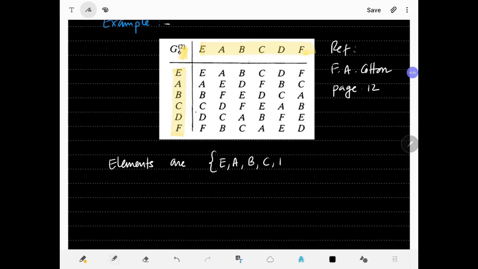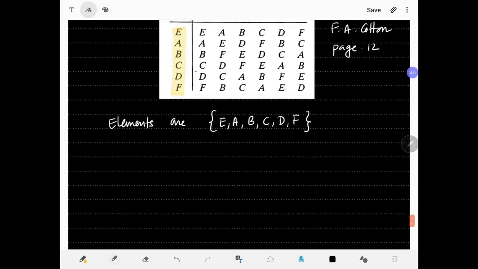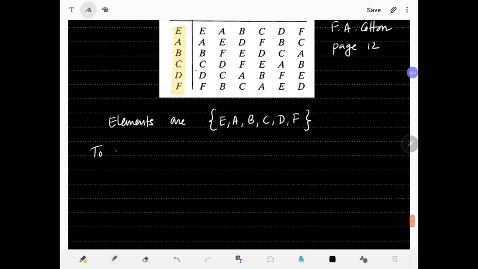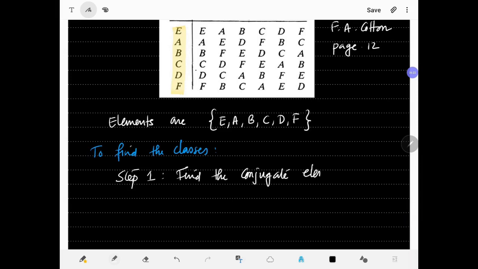Now I will tell you how to find out the number of classes in a group and what are the elements including each class. So let us take it as a step-by-step procedure. In the first step, what you have to do is you have to find the conjugate elements of E with all other elements. That means you have to do similarity transformation of E with all other elements.